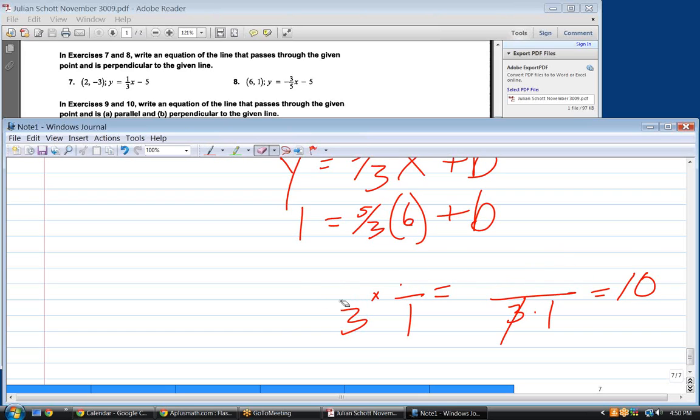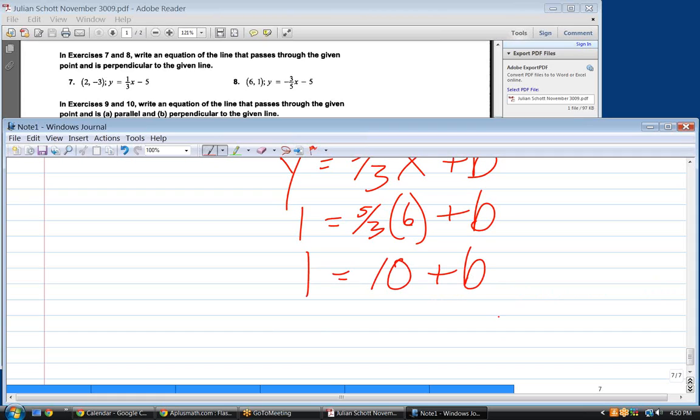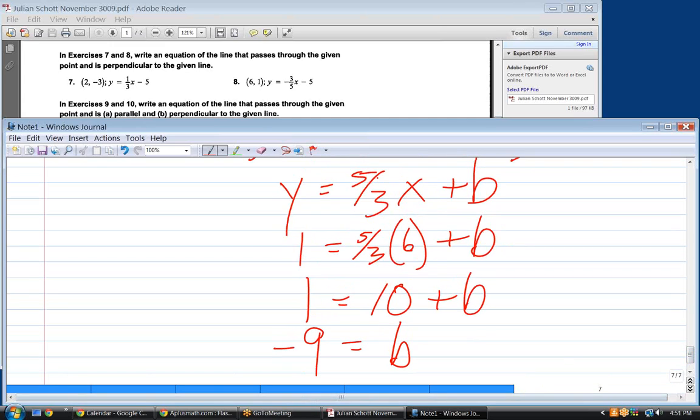So B is, here, let's write the next line of this equation. We got 1 equals 10 plus B. So what's B equal? Well, I see minus 10 from the side. Okay. So minus 9. Good. And what's the final equation? Remember our slope was 5/3. So y equals 5 over 3x minus 9. Good. I think you got it.